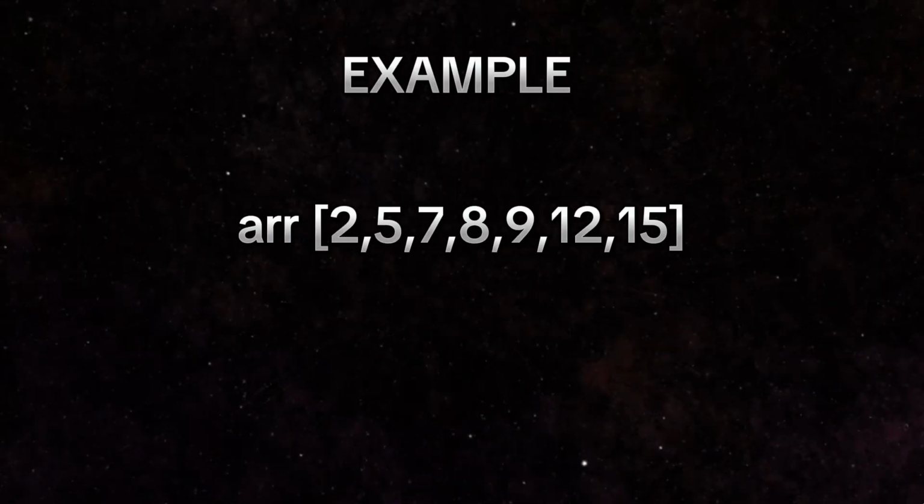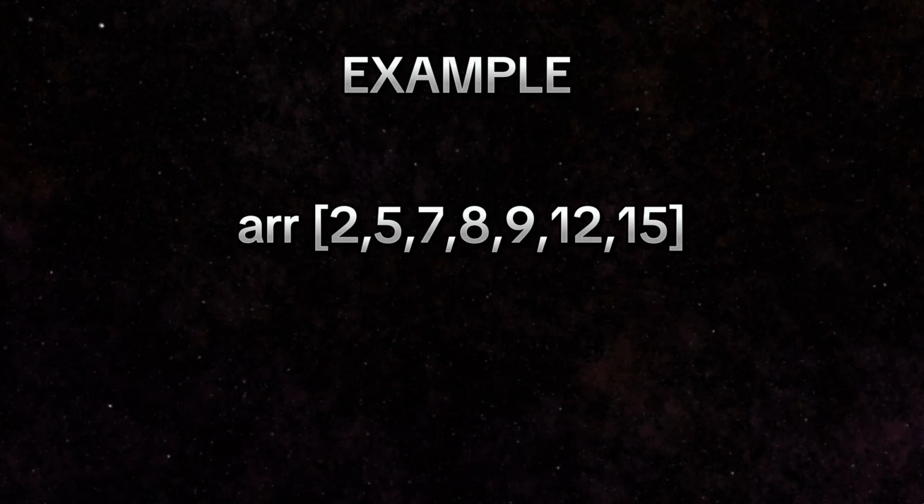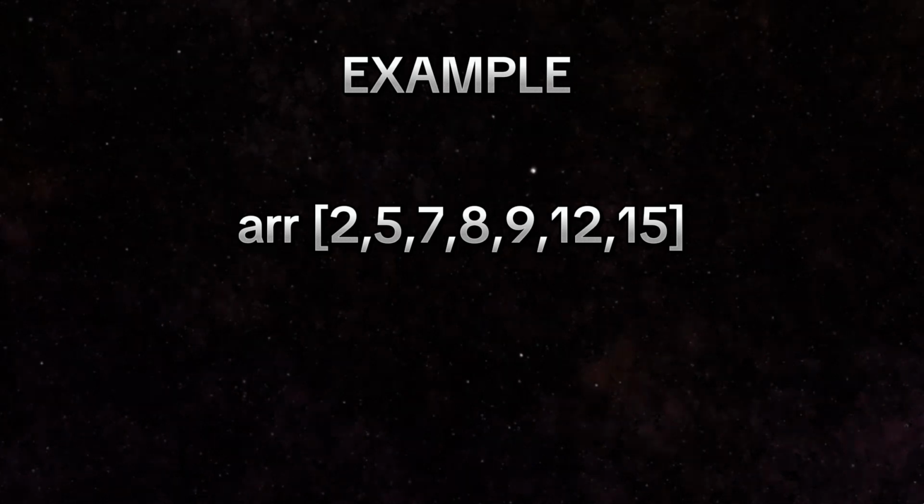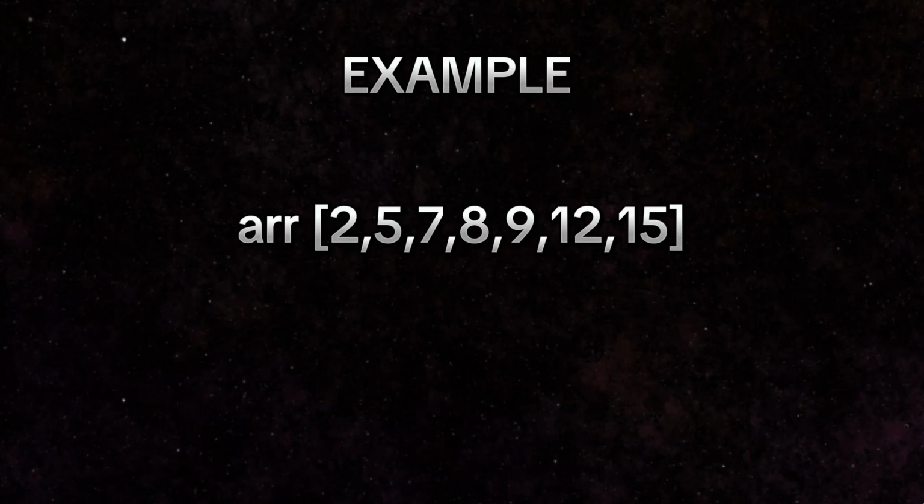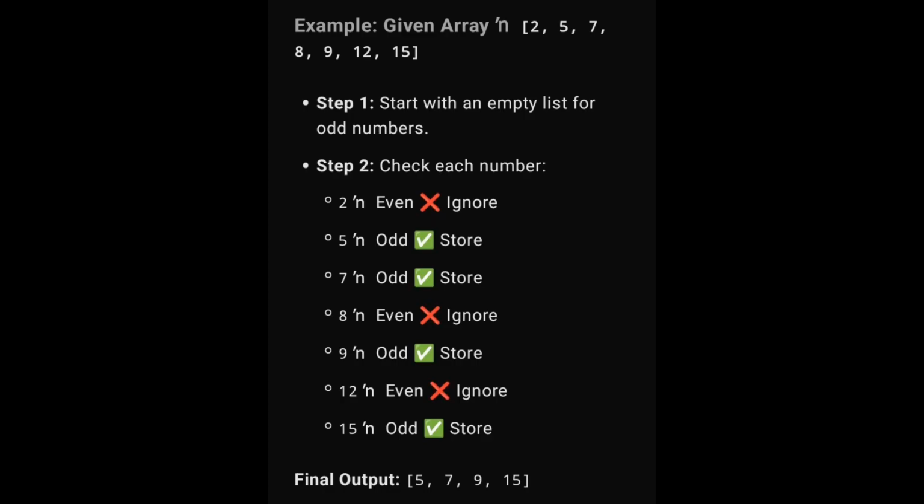Now let's go back to our topic, finding all odd numbers in a given array. Step 1. Algorithm. Here is an example of an array for finding all odd numbers. The algorithm is straightforward. We iterate through the array and check if each number is odd or even. If it is an odd number, we collect it in a new list. Given the array, we have 2, 5, 7, 8, 9, 12, and 15.